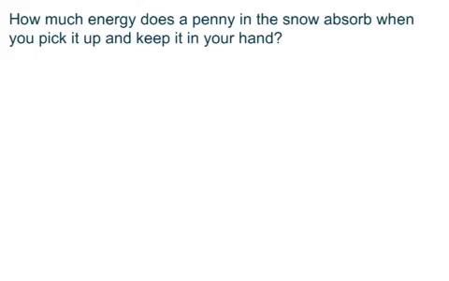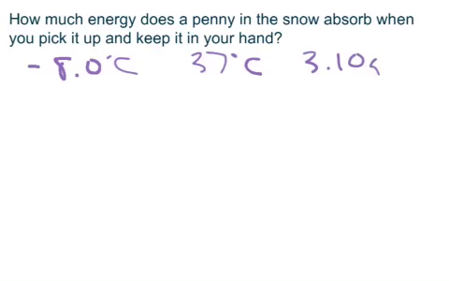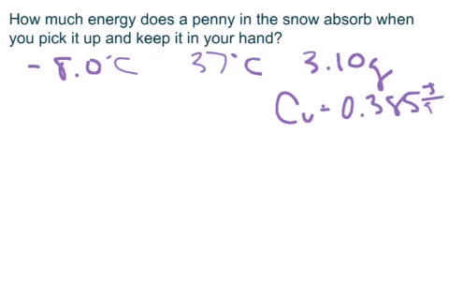The first example that I showed you in class was on page 258. It's example 6.2. It says that you find a penny in the snow. The snow is -8 degrees Celsius, and you keep it in your hand, which is 37 degrees Celsius. It says that the penny weighs 3.10 grams, and to assume that it is made of 100% copper. And copper has a specific heat of 0.385 joules per gram degree Celsius.